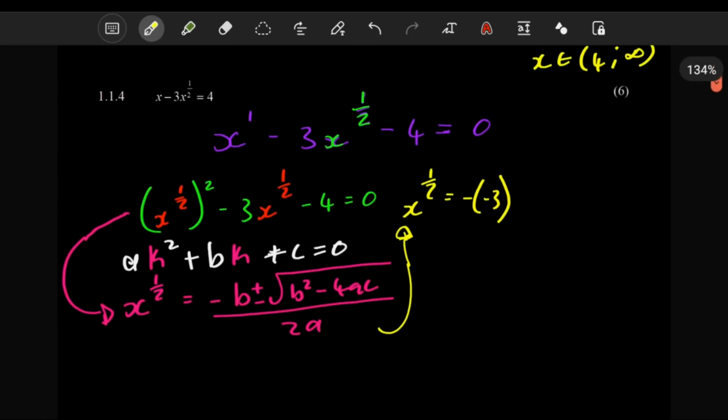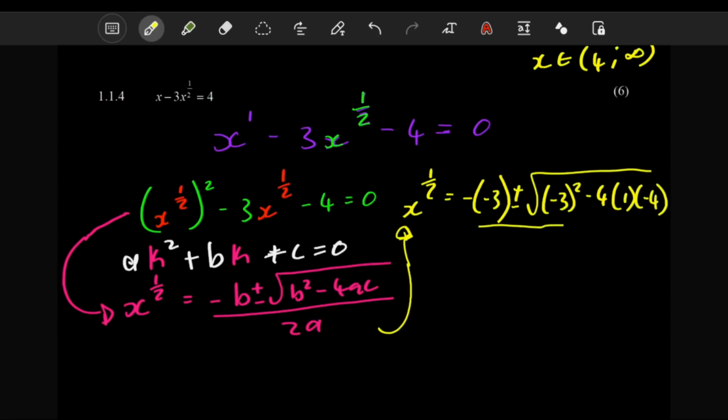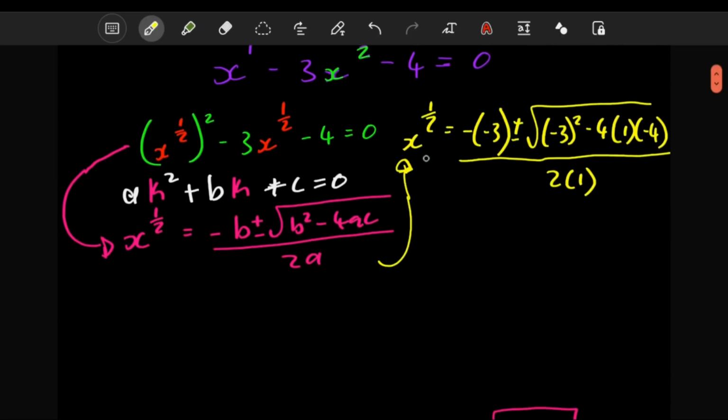Anyways, that's b plus minus the square root of b squared minus 4a. What is a? A is 1. You see, the number in front here is 1. And then c here is -4. And then the whole thing, a is 1 over there. So this here, you need to make sure that it's going to be equal to x to the power of a half. Just be very careful, okay? If you can just be very careful, you will be good.